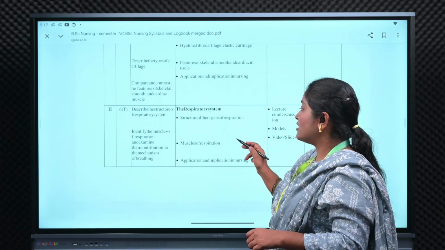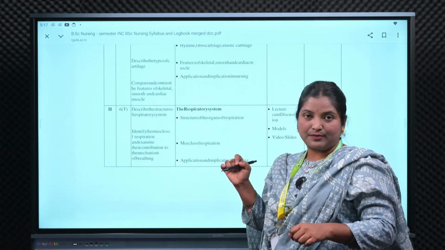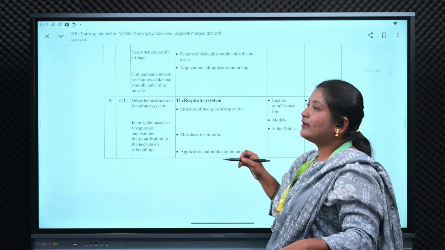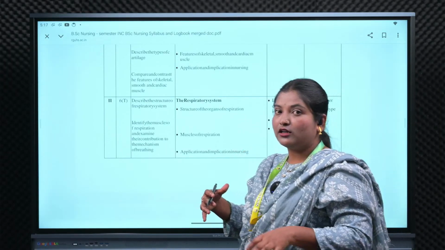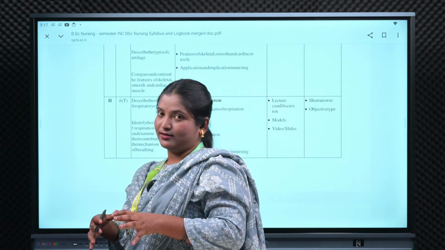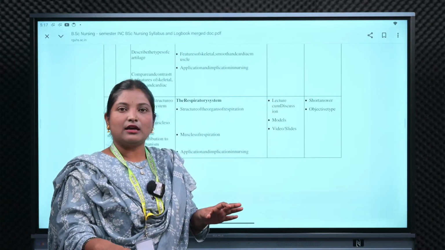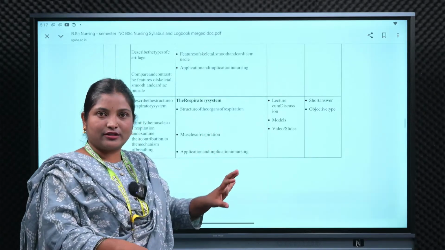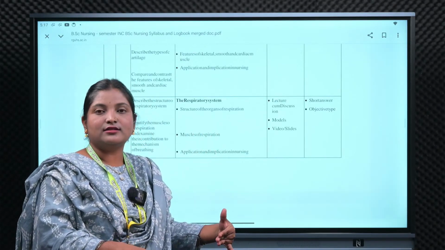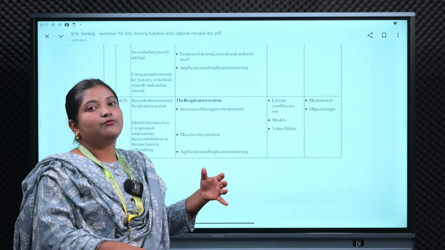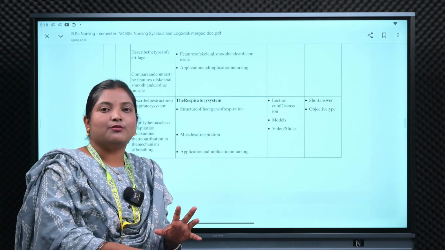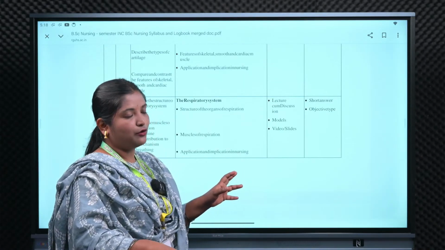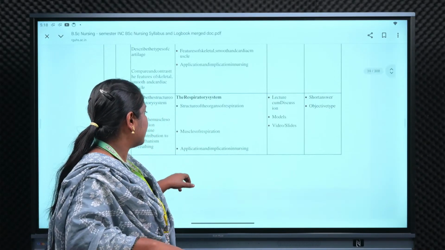The next one is the muscles of respiration. You are going to see the muscles of respiration here, and how it is applied in nursing. That is also one of the important topics. Mainly you are going to focus on the upper and lower respiratory system and all the organs, and discuss the lungs in depth. The muscles of respiration we are going to study in this particular second unit.